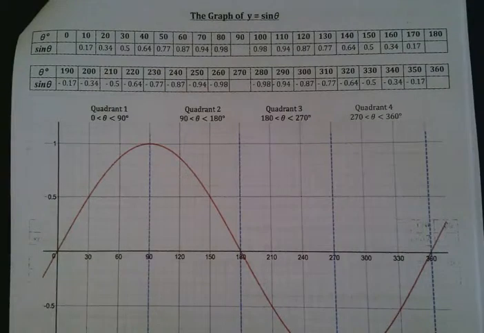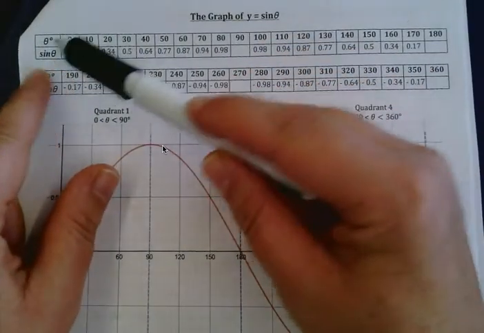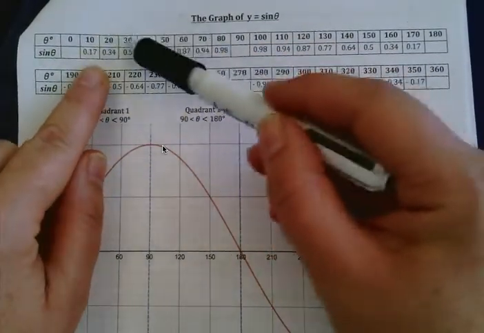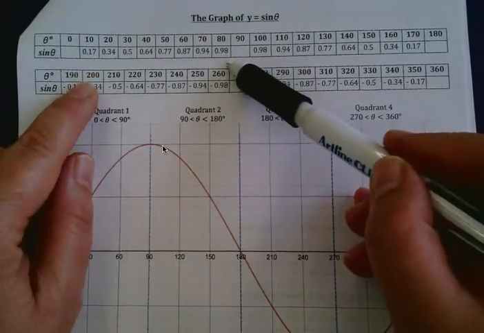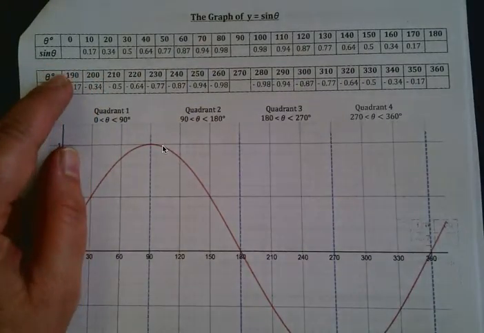Okay, now this is the graph of sine theta, y equals sine theta. I've put in most of the values there, all right? But if you went into your calculator and you did sine of 10 degrees, 20, etc., these are the values that you would get to 2 decimal places. I've just missed out a few.